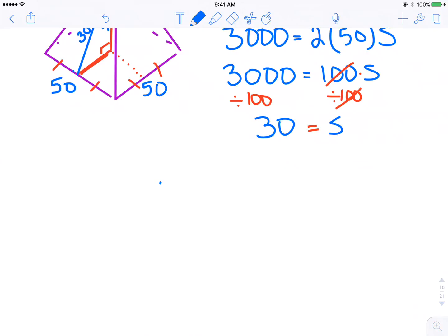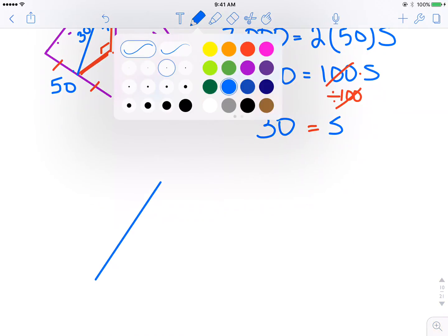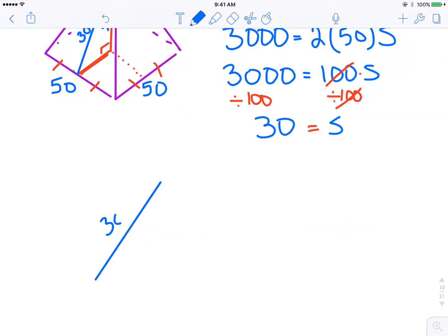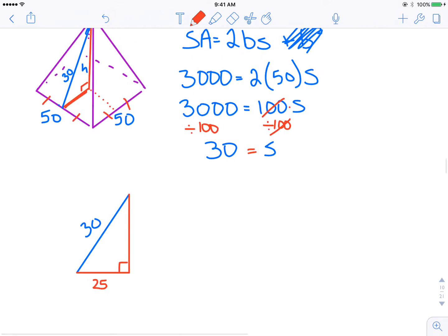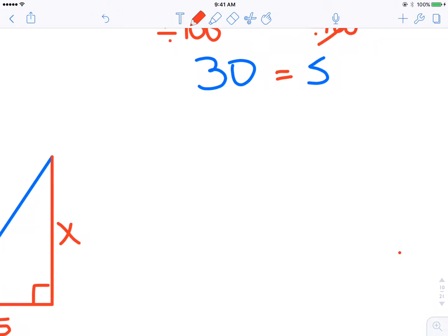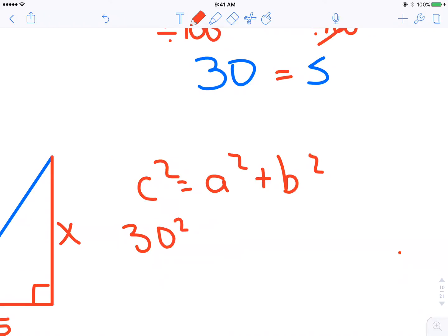Hopefully you're able to recognize that there is a right triangle there. There's my blue line representing my slant height of 30. Here are my red lines indicating the height of the pyramid and the distance from the center to the outside, which forms a 90-degree angle, and this measurement being 25. So knowing that, I can use reverse Pythagoras to find the length of this leg of the right triangle. I go c squared is equal to a squared plus b squared. 30 squared is equal to 25 squared plus b squared.